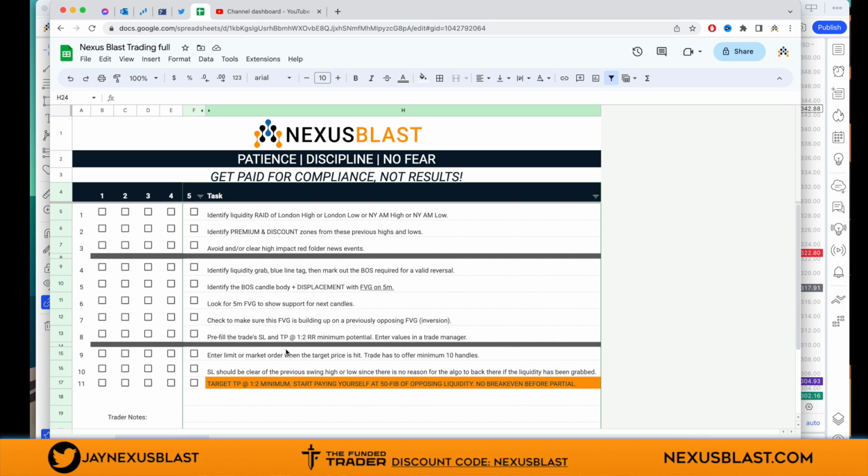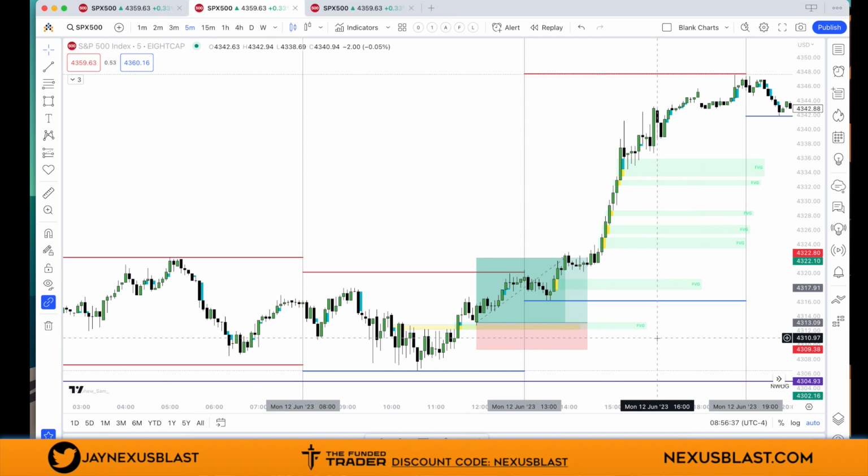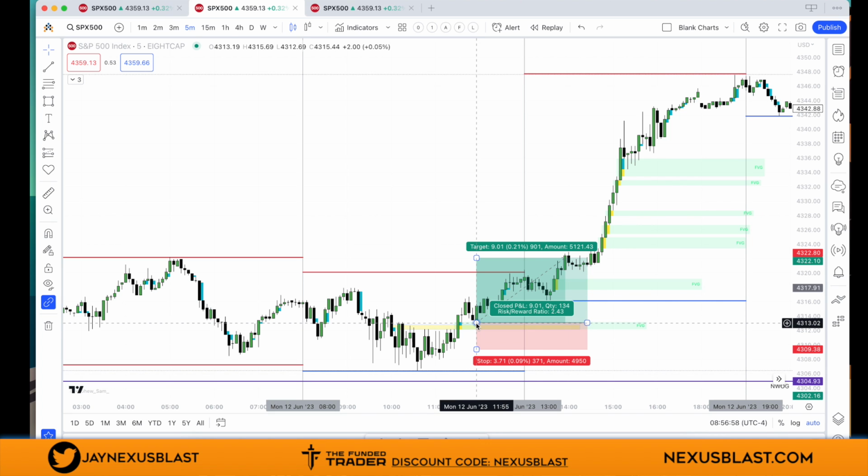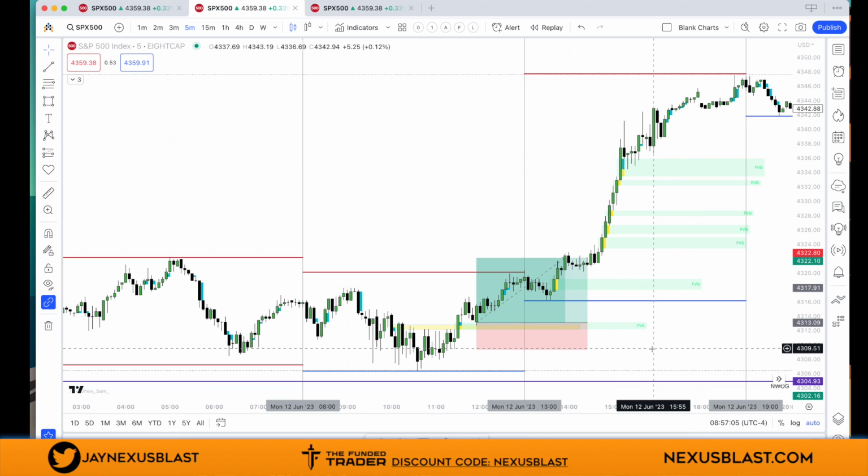I like to pre-fill the trades, stop loss, and take profit at a minimum potential of 1 to 2R. This confirms that I'm entering in positive asymmetric setups that can give me a good return even on a lower win rate. So I know that at 1140 and 1145, if I'm waiting for this trade in this area, I'm getting a 2.43 potential on this trade. So only aim for trades that have a minimum potential of 1 to 2R.